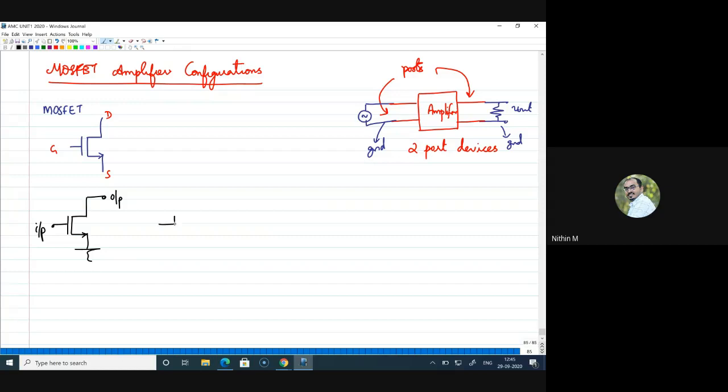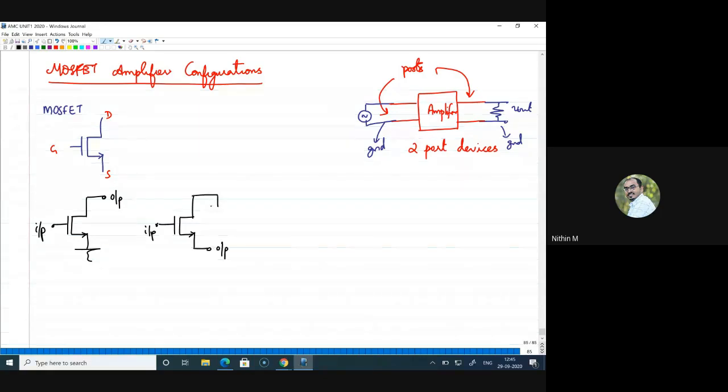Or the second combination can be: I can give input to the same terminal, gate. Instead of taking output from drain, I can try to take output from source as well, and I can keep this as a common point or the reference point, right? So I tried both by providing input to gate. Now let me try by providing input to source.